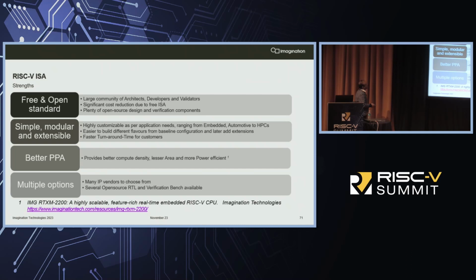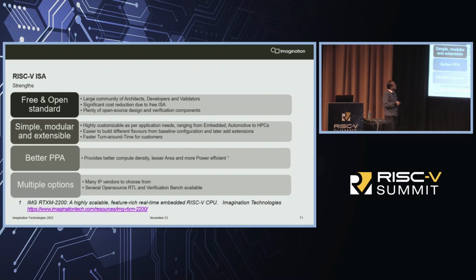So what are the key strengths of the RISC-V ISA? Again, many of you may already know many of these things. It is a large community of architects, developers, and validators coming together to develop the standard. Because it is free in nature, there is definitely a cost benefit to the customers, and there is plenty of open source design and verification components available that product developers or the IP vendors can leverage to build products faster.